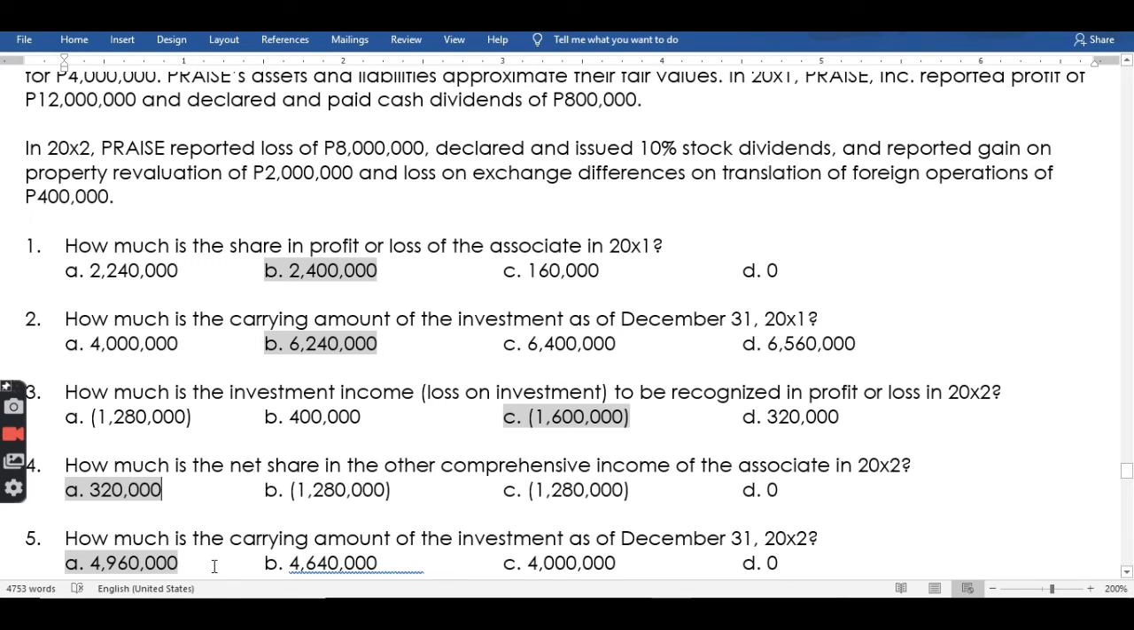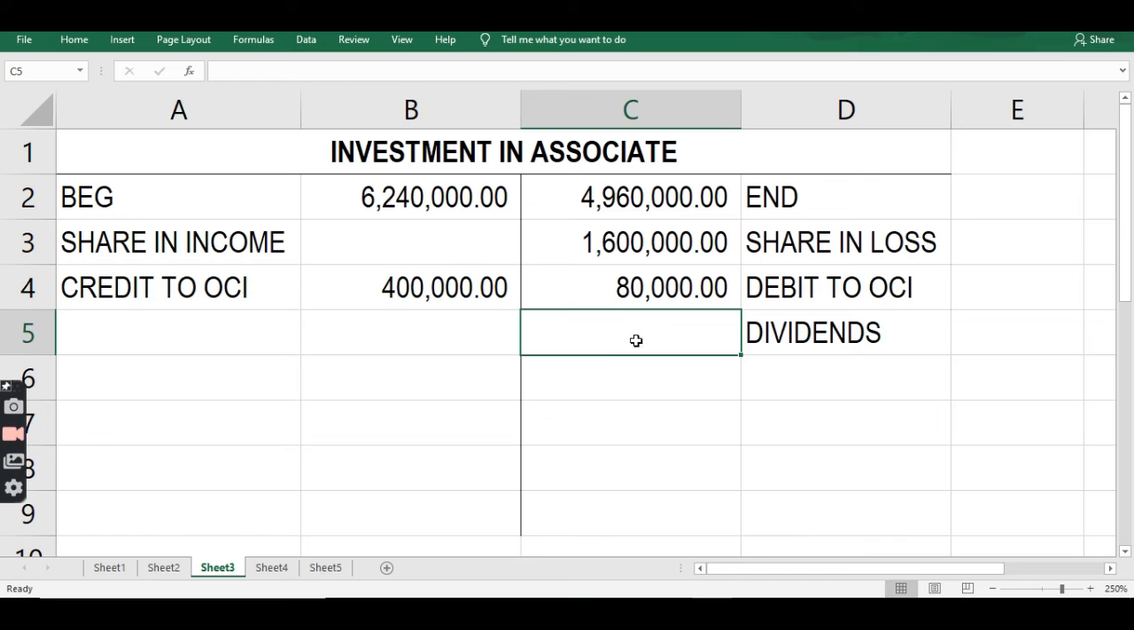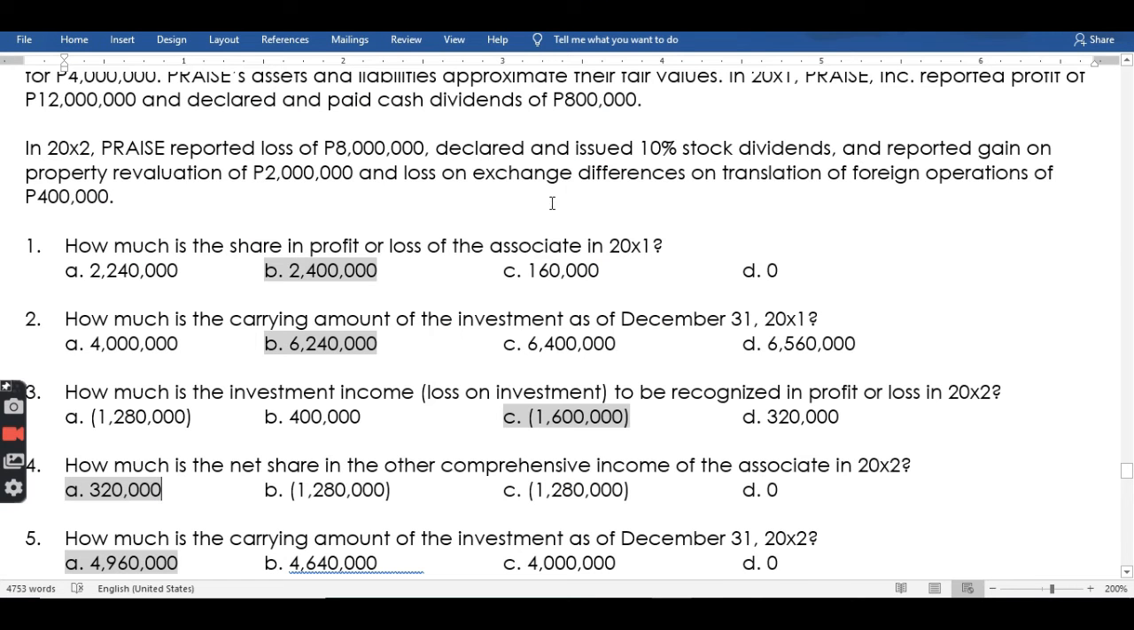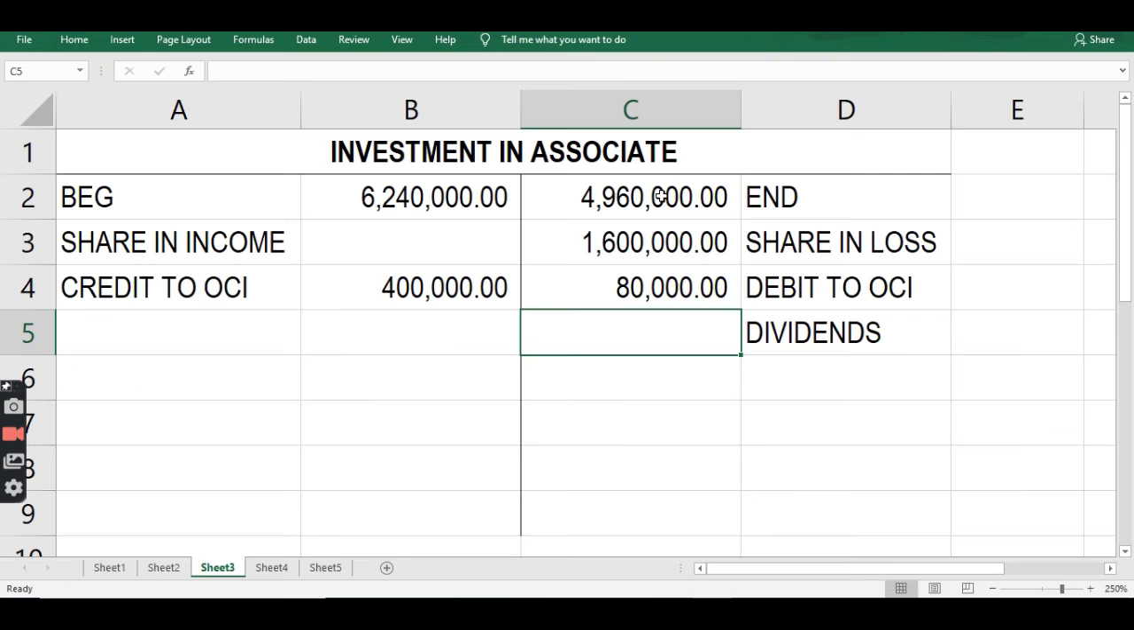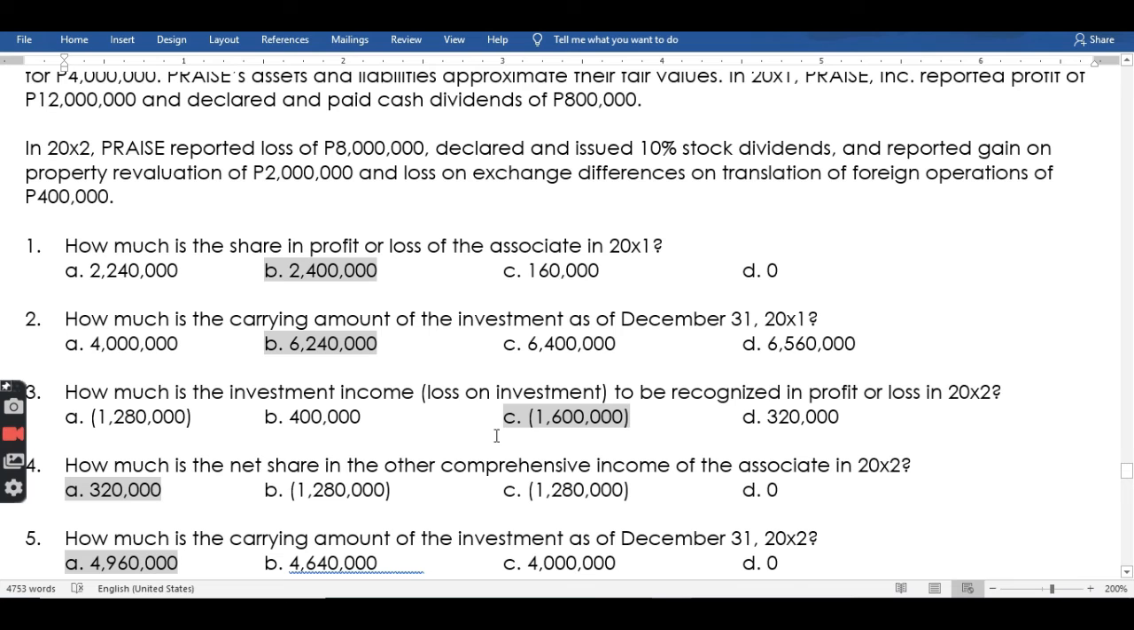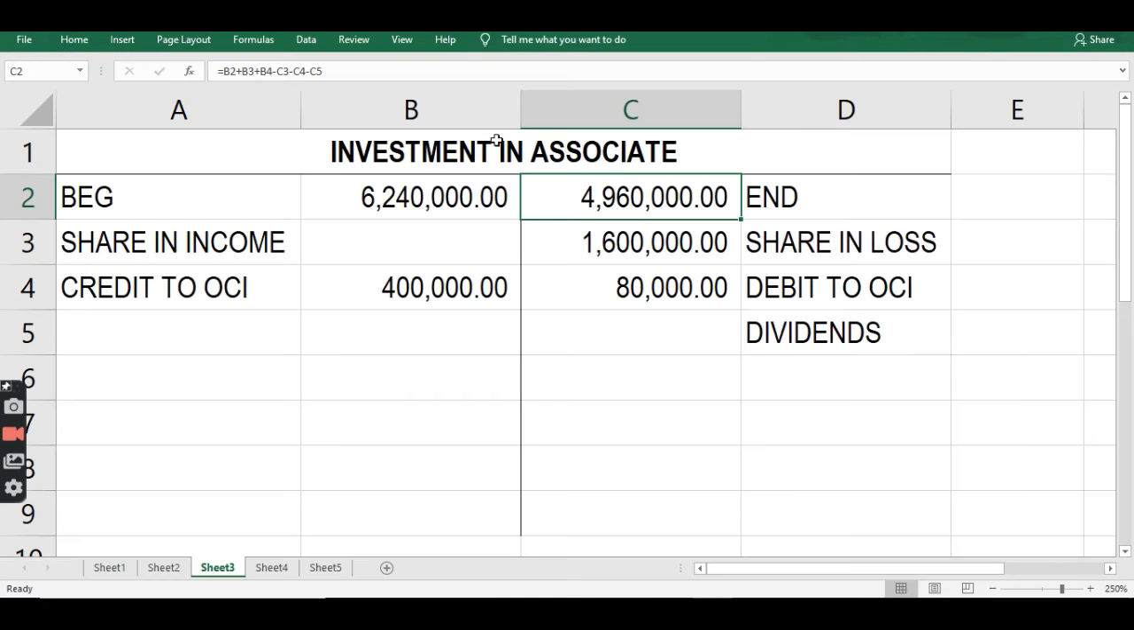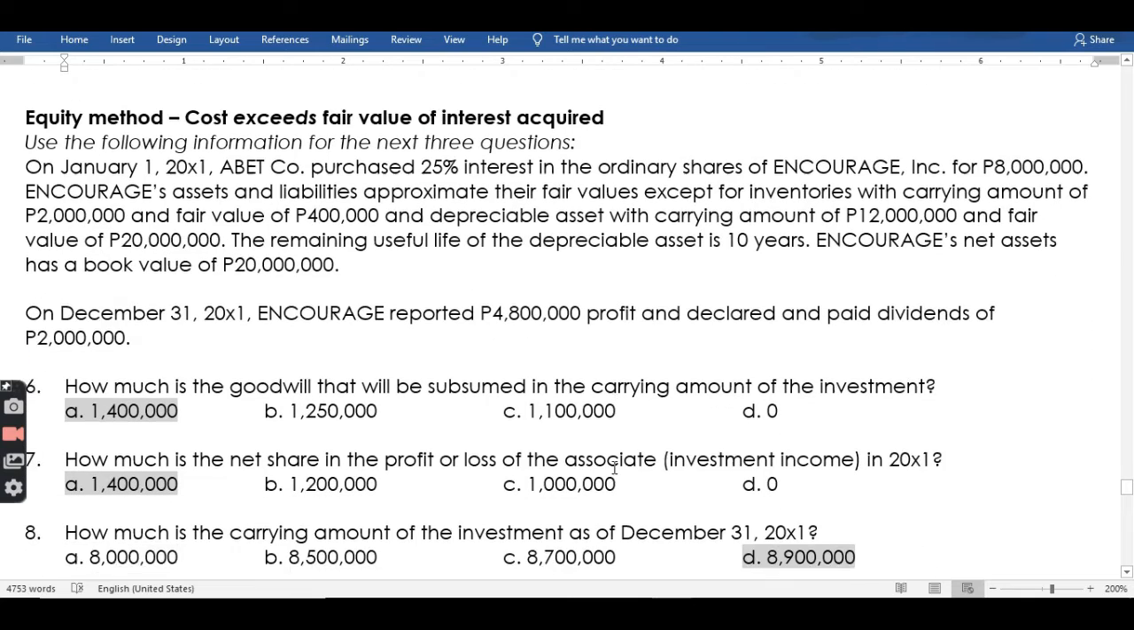Tapos ang next na tanong, magkano yung carrying amount ng investment no December 31, 20x2? So ito, meron bang dividend na binigay? That's actually stock dividend. So kung stock dividend, there is no journal entry. So wala tayong recognize na income. So ito na yan. 4960 will be the answer. That's going to be letter A. Okay. So yun yung answer natin dito. Okay, next tayo.